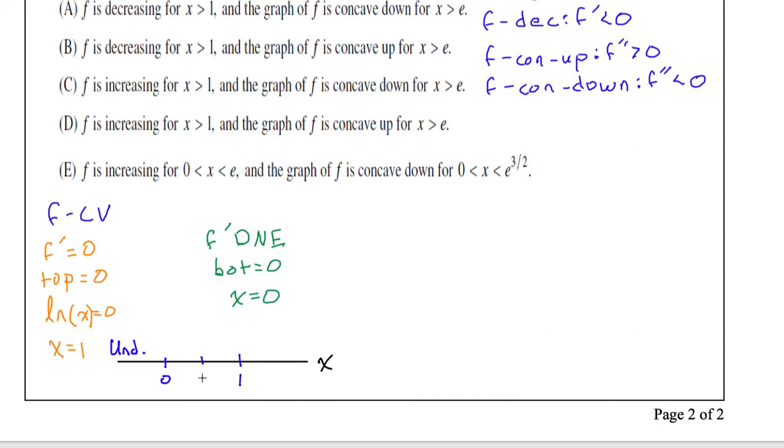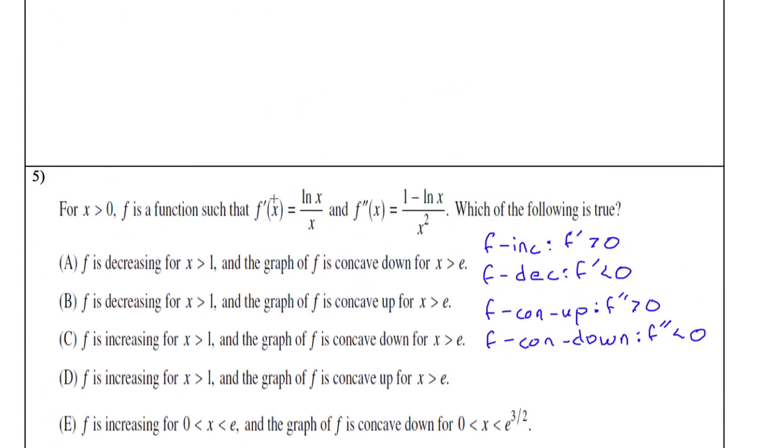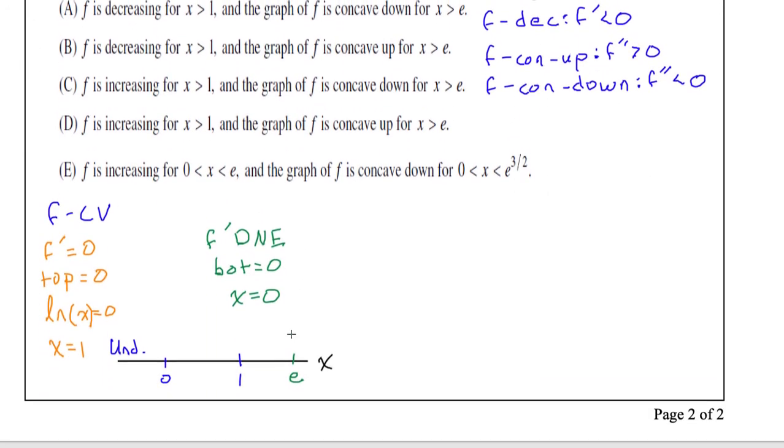I'll choose a bad number, like a half. Oh, no, I don't have to. Let's choose e, because e is a nice number. e is about 2.718. If I choose e, natural log of e is going to be 1. So on the top, I'm going to have positive. On the bottom, I'm going to have e, which is also positive. Positive divided by positive is a positive. So this down here is going to be positive, which means we have increasing.